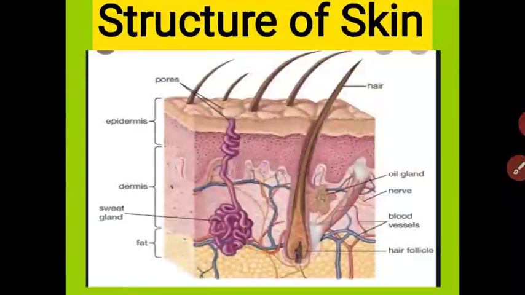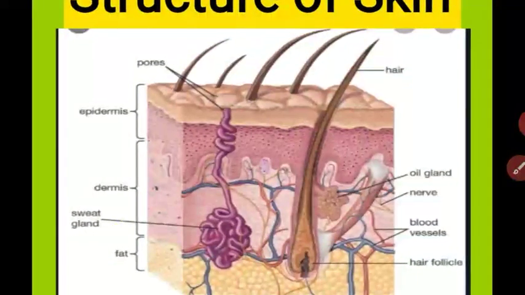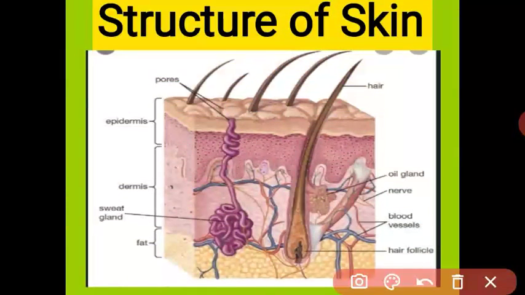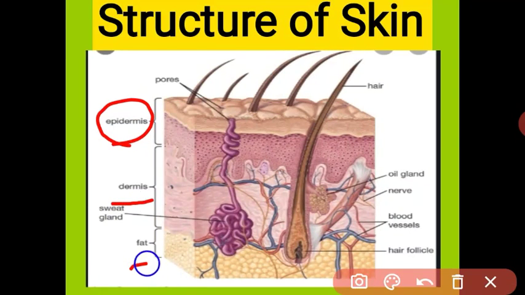See, this is the structure of skin. The structure is divided into three parts. Outermost is the epidermis. Then below the epidermis is the dermis layer. Below that is the fat layer, which has numerous adipose tissue. This is the fat storing tissue. One by one we will see.